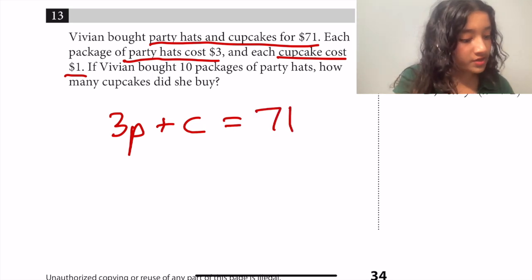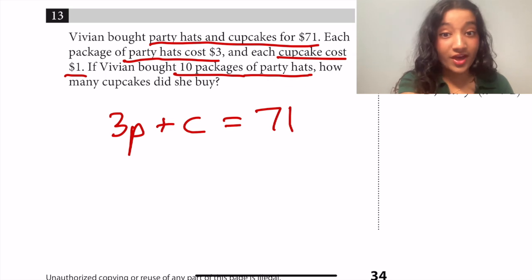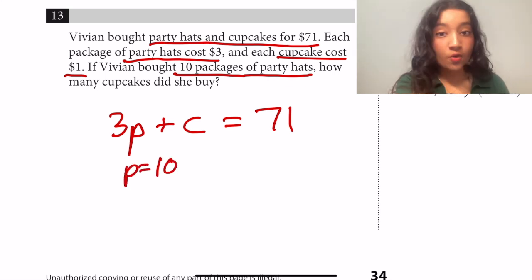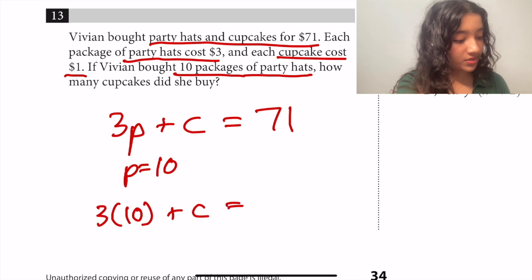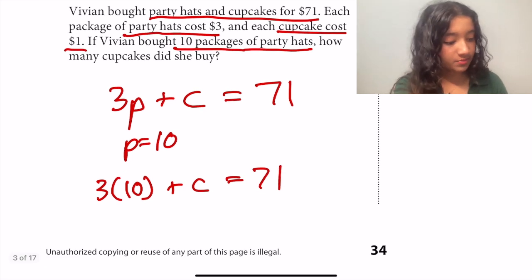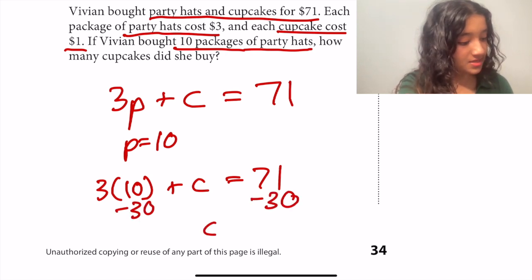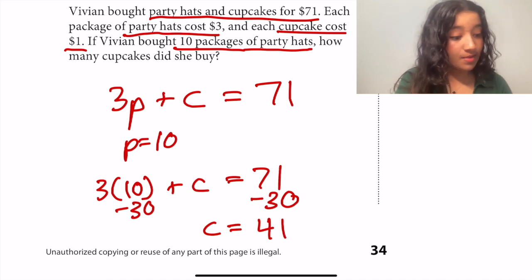So we also have the information that there are a total of 10 packages of party hats. So that means that we know the value of P, that P is equal to 10. So substituting that back in, we get that 3 times 10 plus C equals 71. So 3 times 10 is 30. So if we subtract 30 from both sides, we get that C is equal to 41. So that's how many cupcakes she bought.